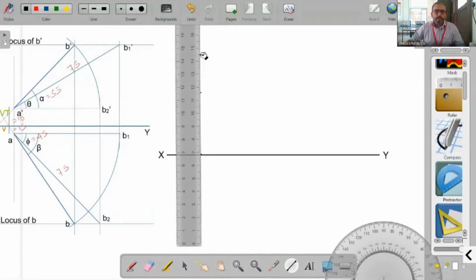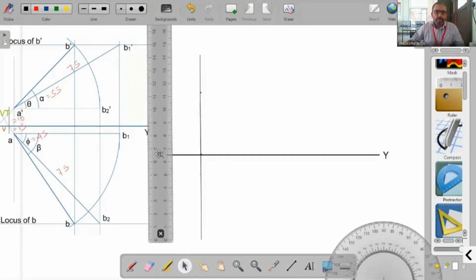So this is the projector for A dash as well as A, and in this one 10 millimeter above will be point A dash and 15 millimeter below will be point A. Sorry, the top point will be A dash and the bottom point will be A. This is point A dash. And here is point A.